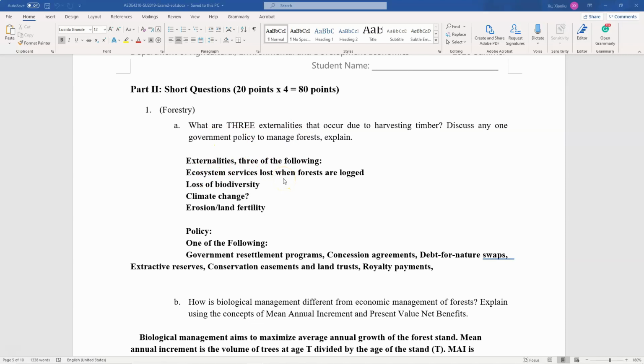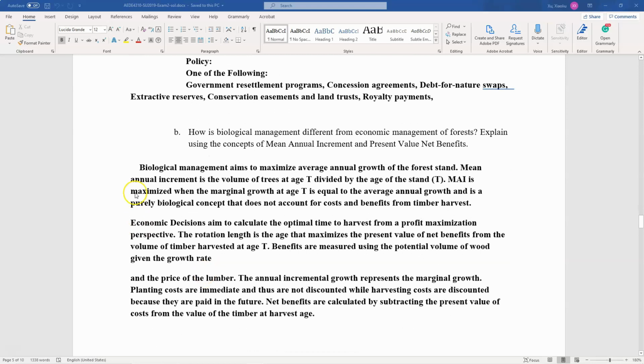First, we need to list 3 externalities related to harvesting timber, and discuss any one government policy to manage forests. And here are externalities related to harvesting timber. For example, climate change, human health, and loss of biodiversity, harmful to the ecosystem. All of those are externalities. And the policies we talked about, we listed so many policies, and either one is fine to be listed here.